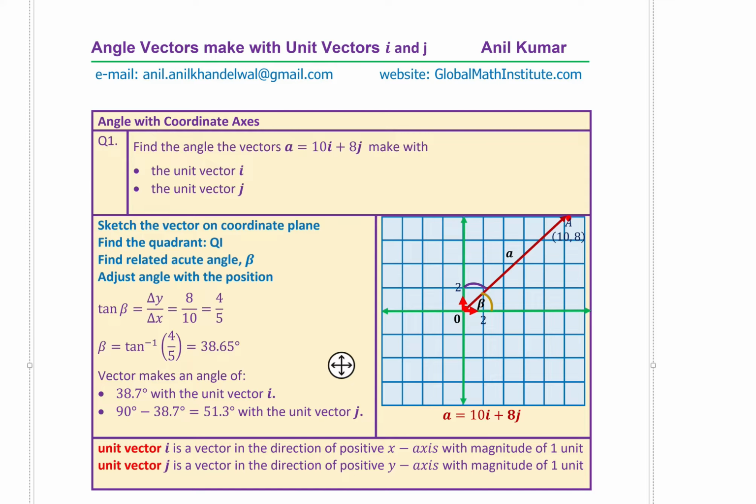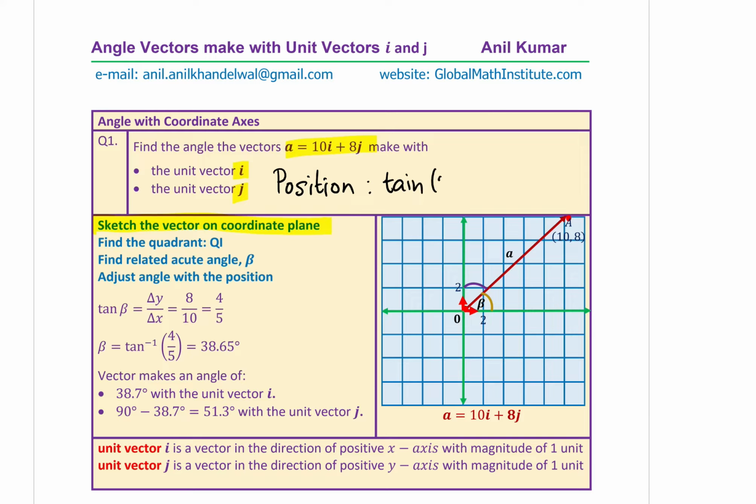The very first question here is to find the angle the vector A, 10i plus 8j, makes with the unit vectors i and j. So the first step here should be to sketch the vector on the quadrant plane. So here I have sketched the vector. When I say that the vector is 10i plus 8j, we really mean we're talking about a position vector. We'll call this vector with the origin as the tail.